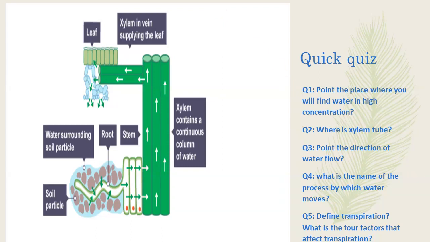Question 2. Where is the xylem tube? Point at the xylem tube. It is very visible. Question number 3. Point the direction of water flow. You have to mark the direction of the water flow. From where will water flow throughout this diagram? Question number 4. What is the name of the process by which the water moves? You have to name the process by which the water moves. The special kind of process.